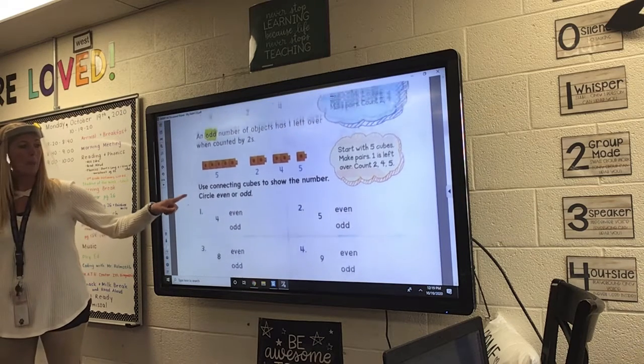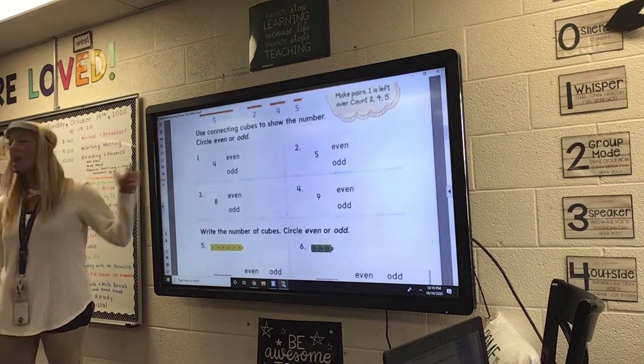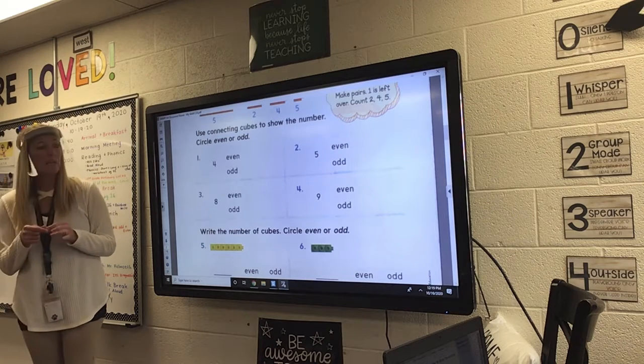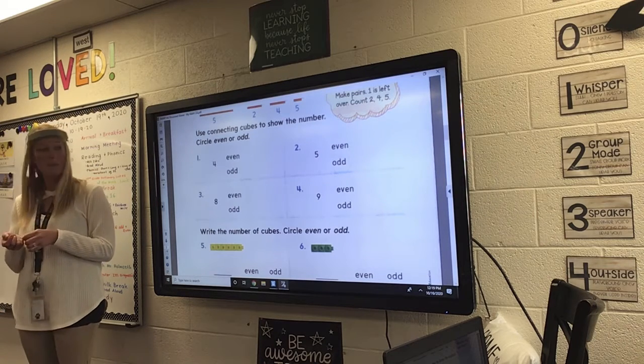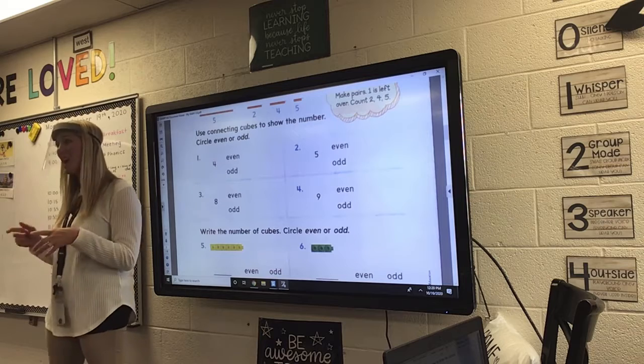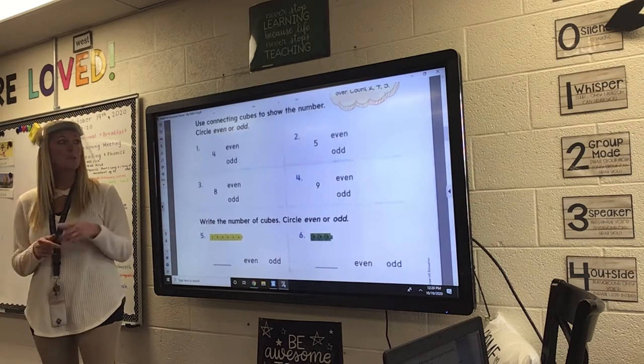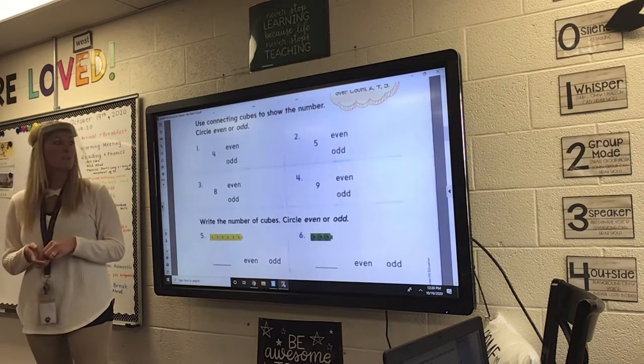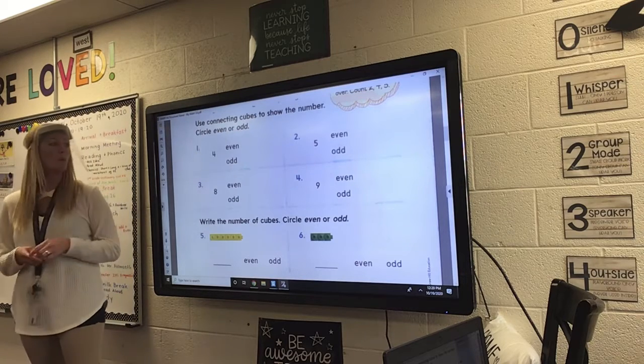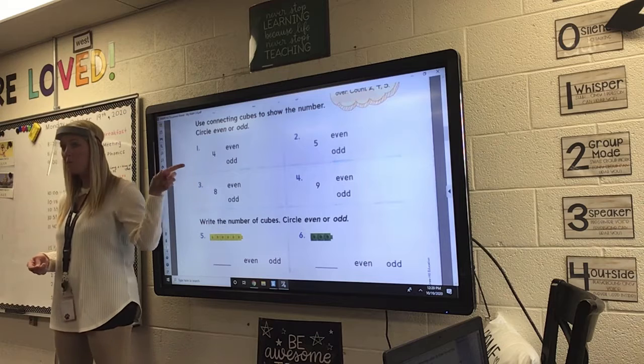Okay, now, we're not going to use the connecting cubes. If you need to draw it out, you can, but I think most of you know your odd and even numbers. So we are just going to look at the number and circle even or odd. So number 1, our number is 4.